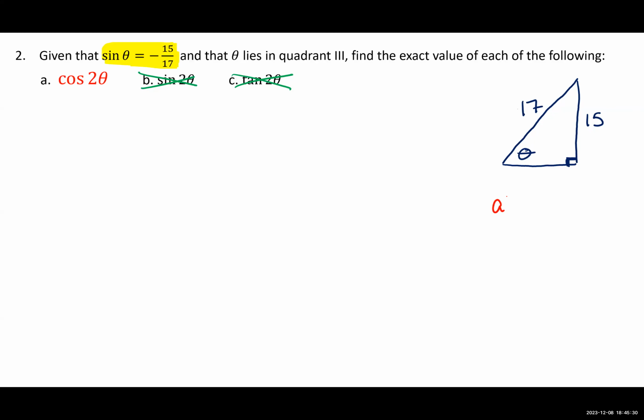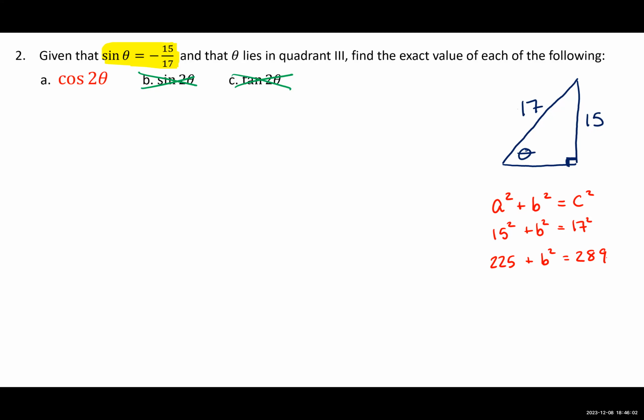So we got to figure out that other side. A squared plus b squared is always equal to c squared for right triangles. And a and b are these two sides, right? C is always the hypotenuse. So we could say 15 squared plus b squared is equal to 17 squared, right? 15 squared is 225, plus b squared. And 17 squared is 289.